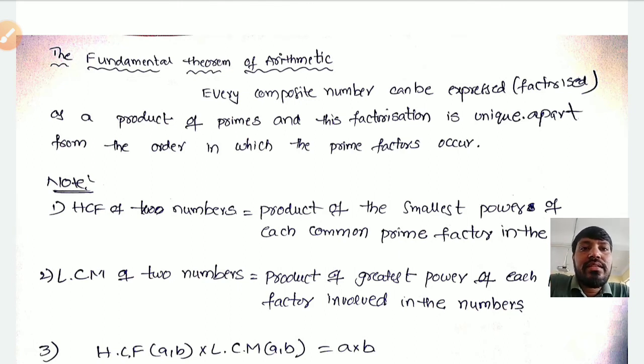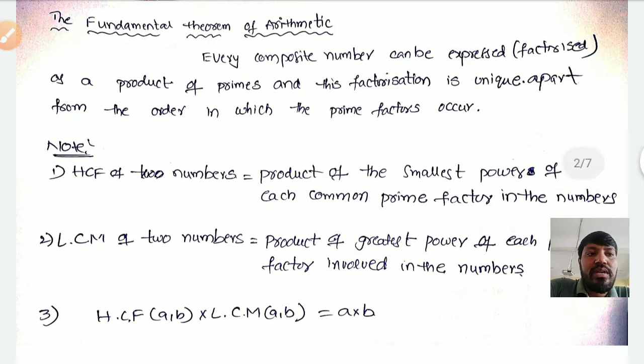Now the main thing is that this fundamental theorem of arithmetic is useful to find the HCF of two numbers and the LCM of two numbers also. To find the HCF, you need to express the given numbers as a product of primes and take the product of the smallest powers of each common prime factor in the given numbers. How many numbers are given doesn't matter; whatever numbers are given, all should be taken into consideration. If you go through the exercise problems, you can easily understand.